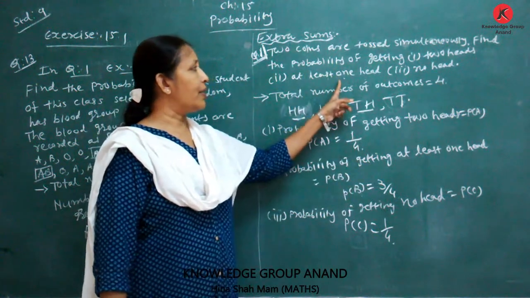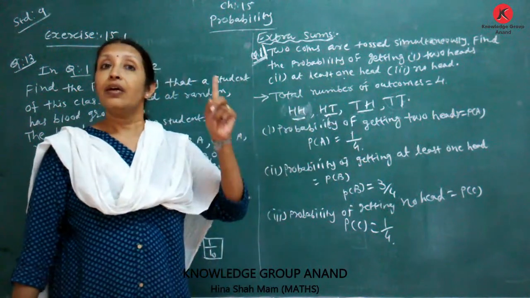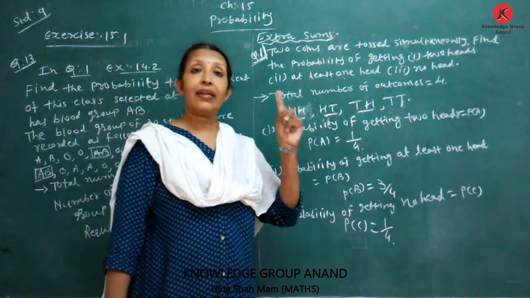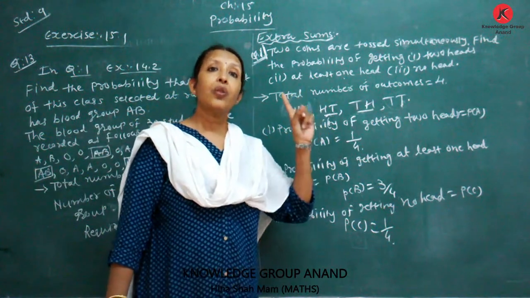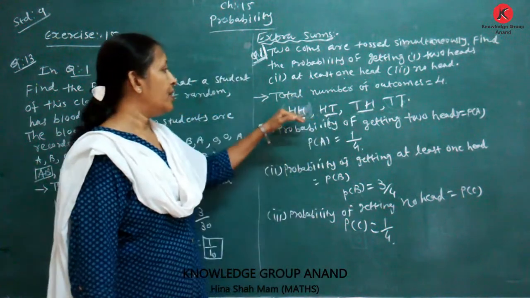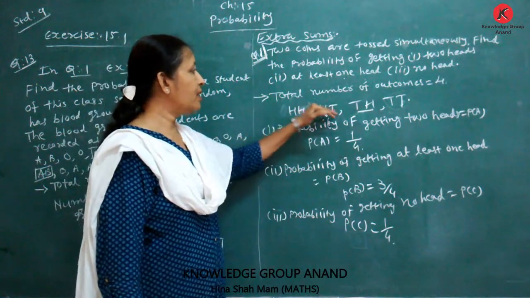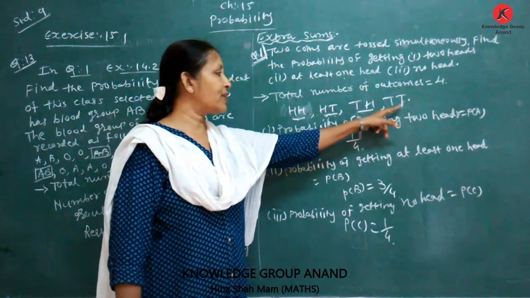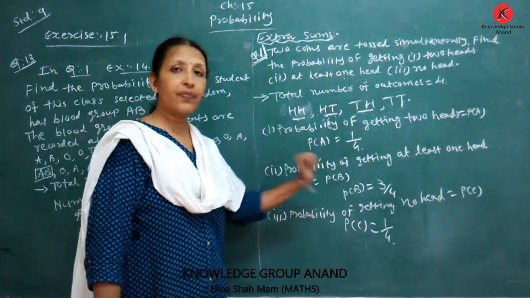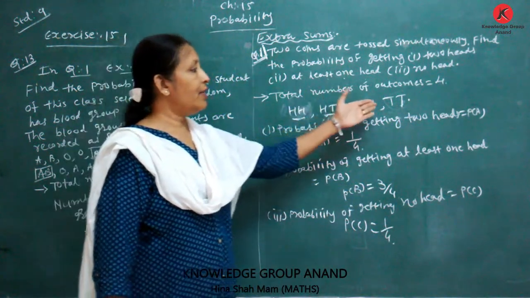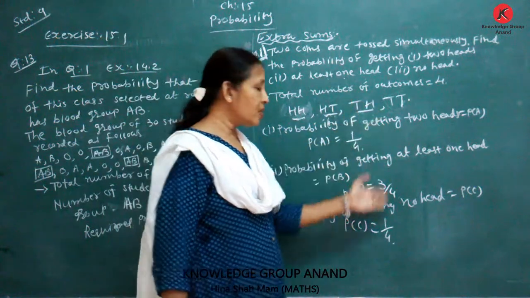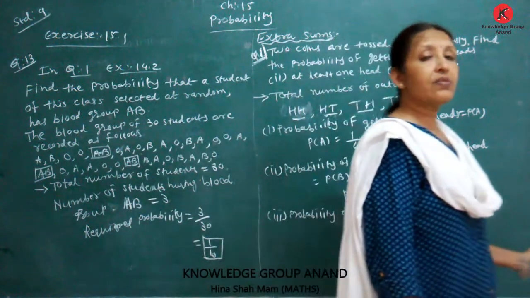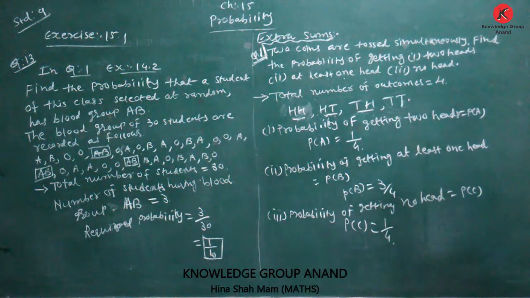At least 1 head. We mean that at least 1, that is not less than 1. Therefore here 1, 2 and 3, but not here, as it doesn't exist. Therefore 3 by 4. No head. In outcome TT, there is no head. Therefore it is 1 by 4. It is the second question, about cards.